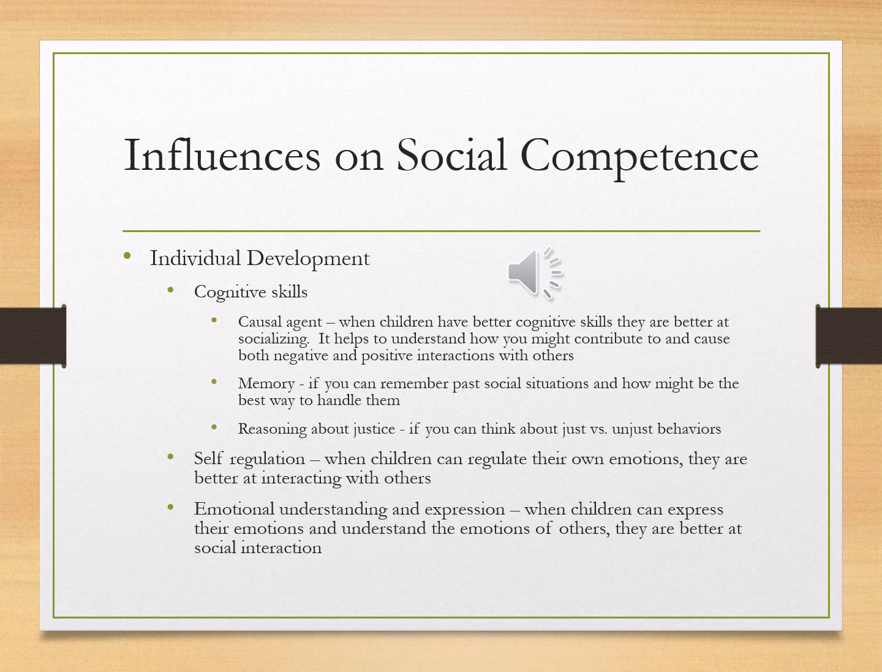Children's individual characteristics also impact their social competence. Part of this is developmental. When children develop better skills in particular areas, then they tend to do better over time with social competence. In regard to cognitive skills, when children understand that they can make things happen in the world, including social things, they tend to be better social partners.